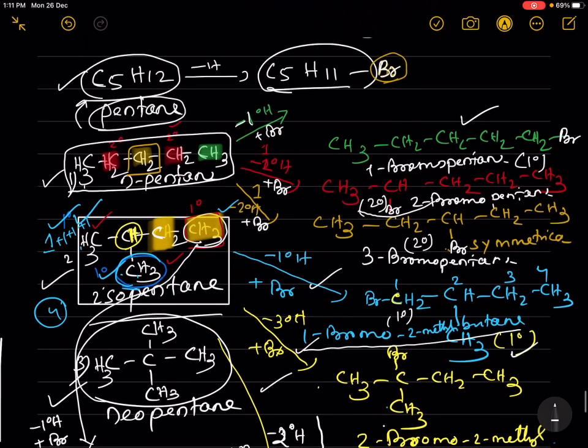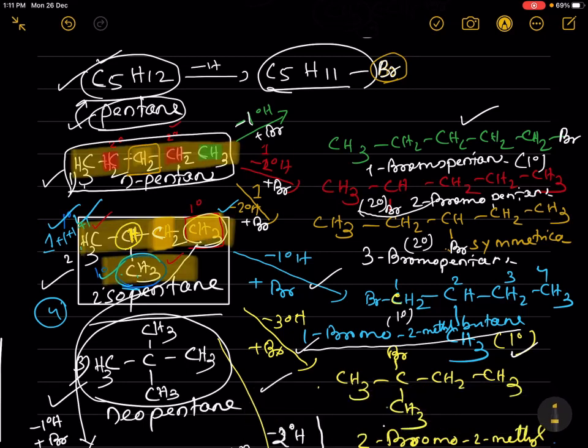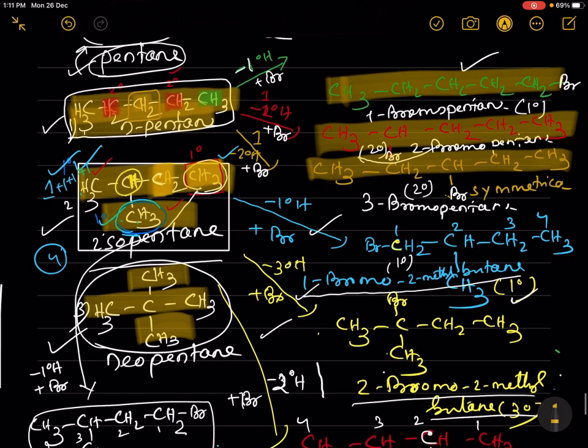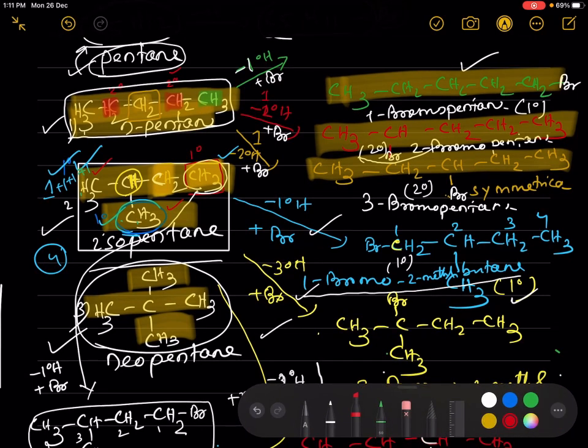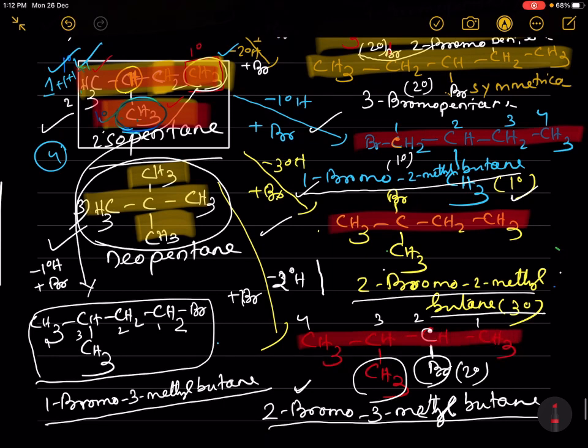Let me repeat: C5H12 pentane has 3 isomers, number 1, number 2, number 3. Number 1 has 3 isomers, 1, 2, 3. Then number 2 has 4 structures, 1, 2, 3, then this one 4. So 3 plus 4, 7. But now we are going to find out the bromide substituted neopentane.